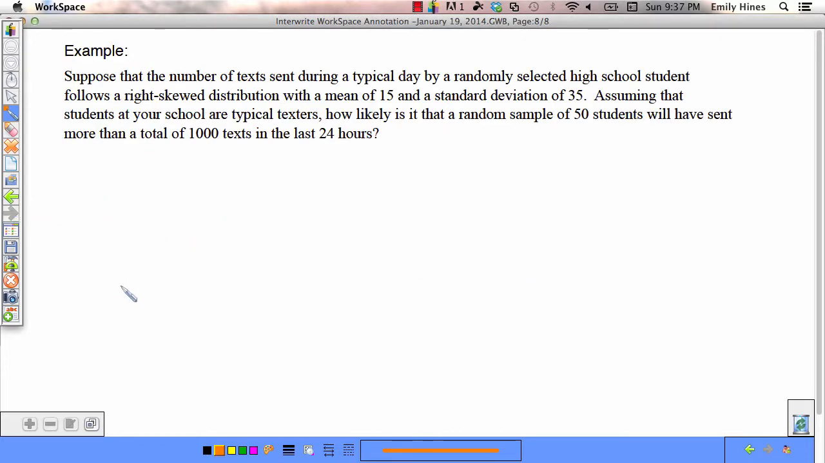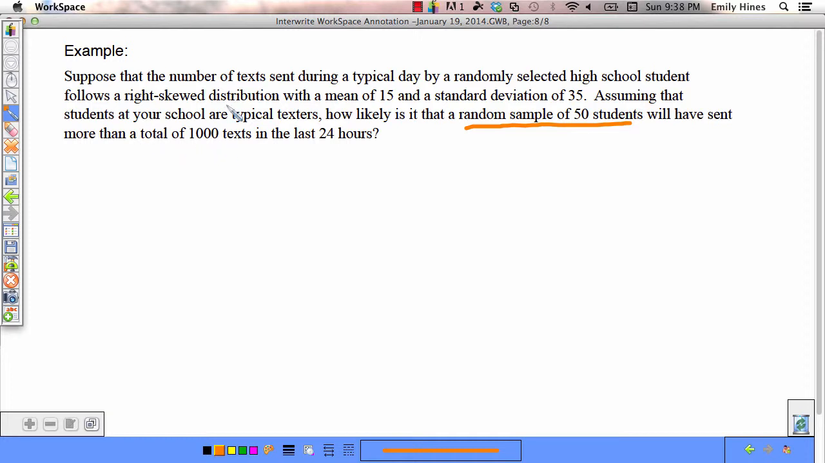So let's look at an example. Suppose that the number of texts sent during a typical day by a randomly selected high school student follows a right-skewed distribution with a mean of 15 and a standard deviation of 35. Assuming that students at our school are typical texters, how likely is it that a random sample of 50 students will have sent more than a total of 1,000 texts in the last 24 hours?